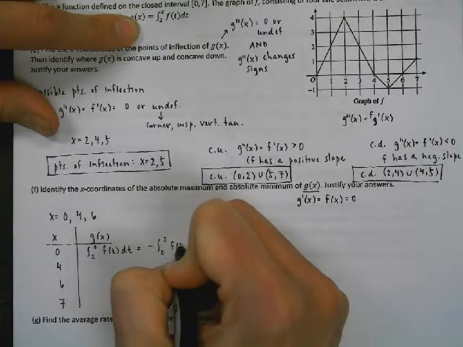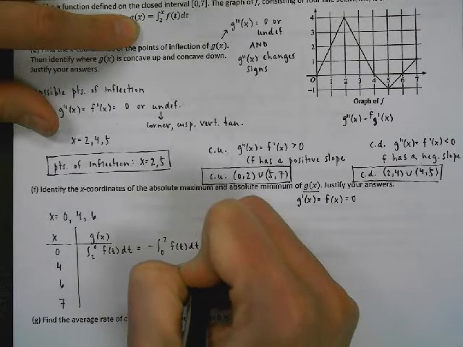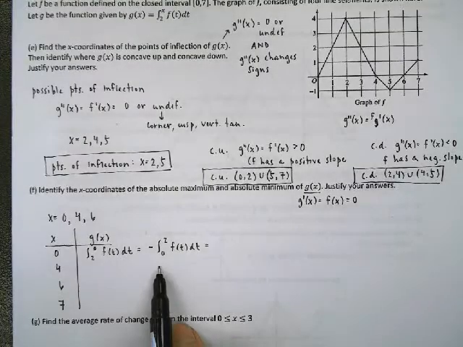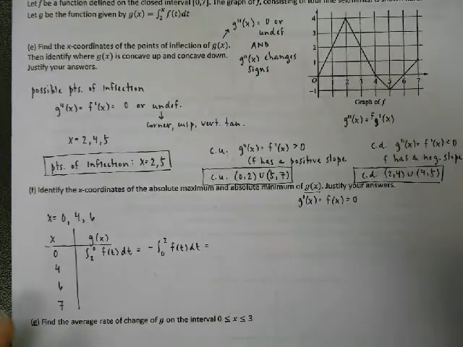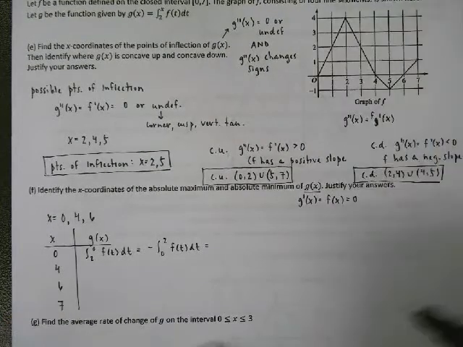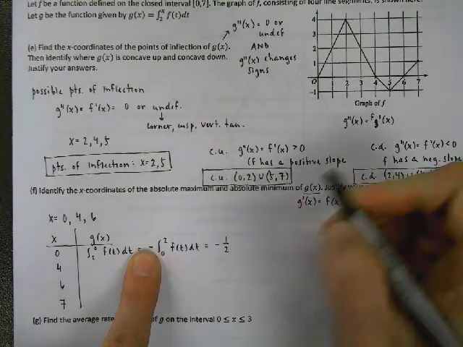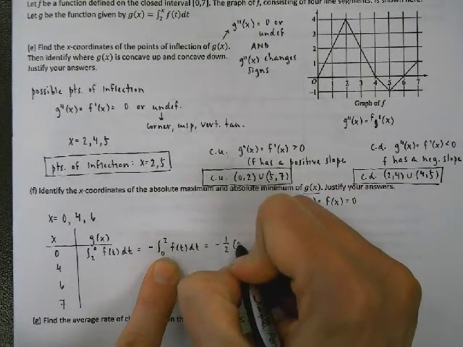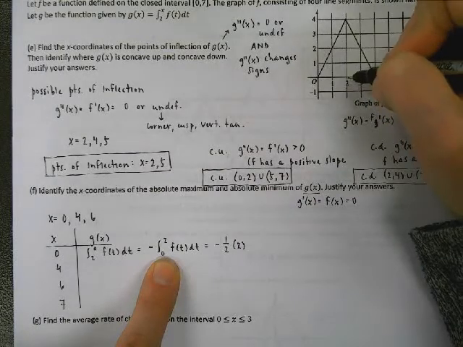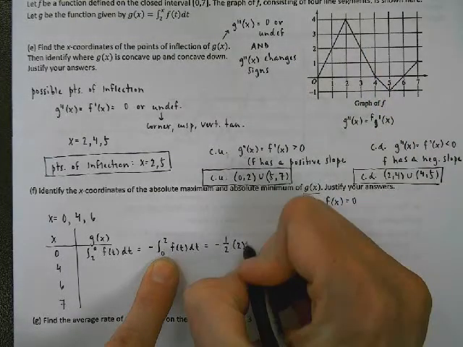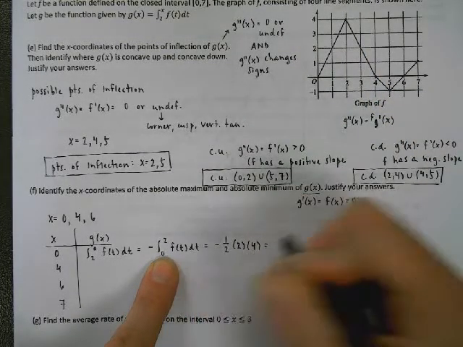So now again, with this integral we're just looking for an area. So from 0 to 2, luckily that's a nice easy triangle. I'm going to keep my negative. I have 1/2 times my base of 2, and then my height is 4. So I have a value of -4 at x equals 0.